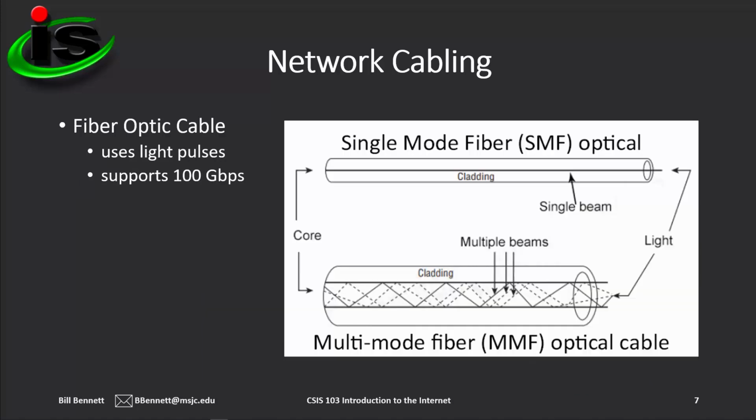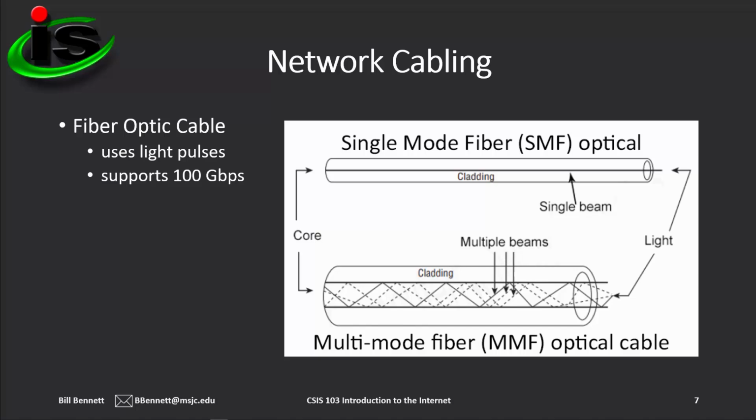Fiber optic cable systems transmit information using lasers to pulse beams of light through very thin strands of glass. In single-mode fiber, there's a single beam of light that is used. In multi-mode fiber, multiple beams of light are used and thereby produce higher speeds for transmitting data across the network.